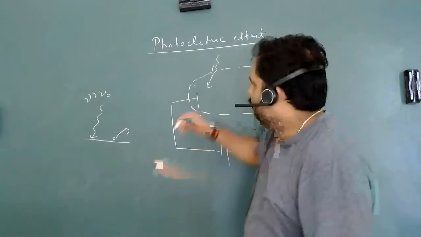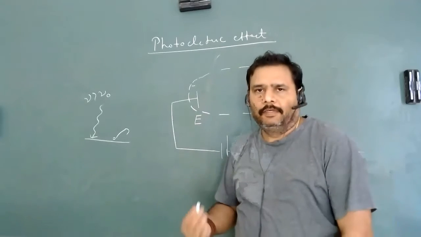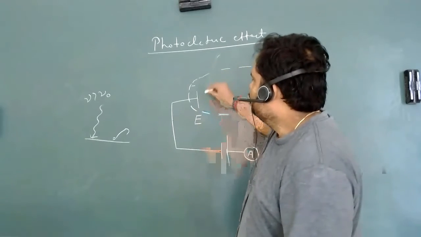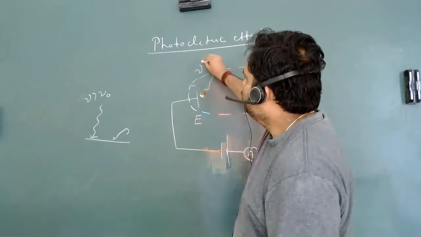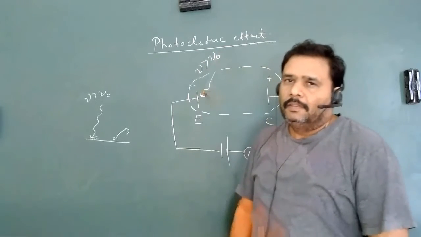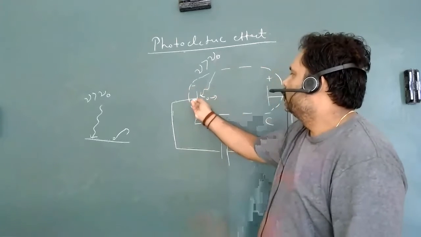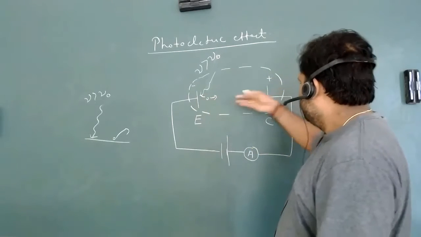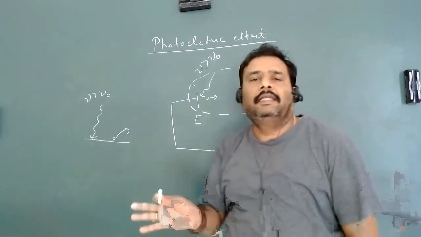The light will come onto this emitter plate, and we have tried it with different colors and different intensities. What we have seen is that if light of some frequency greater than some particular frequency is used, then electrons will come out. The emitter has negative polarity, so it will repel the electron. The collector has positive polarity, so it will attract the electron, and the electron will reach here, and we will see some deflection in the ammeter.